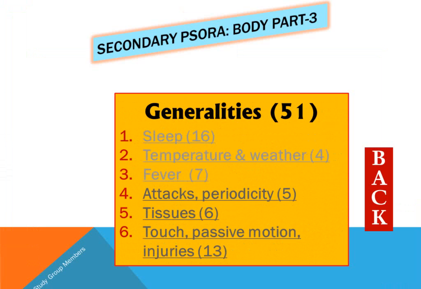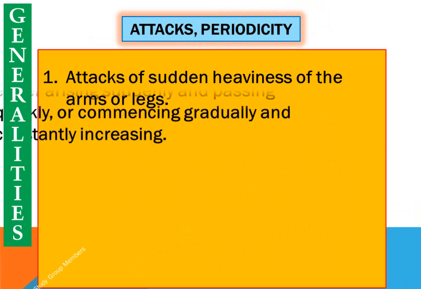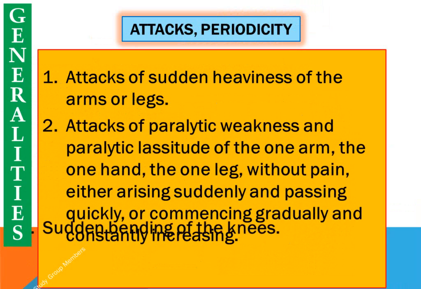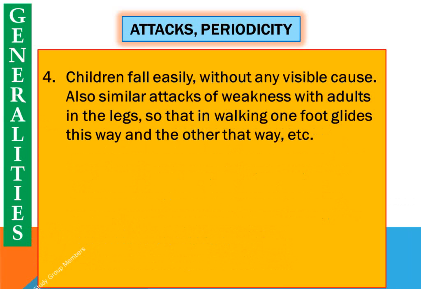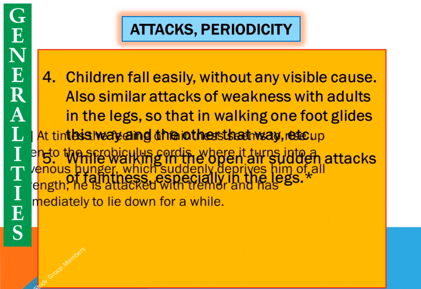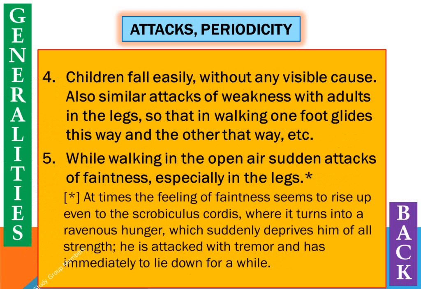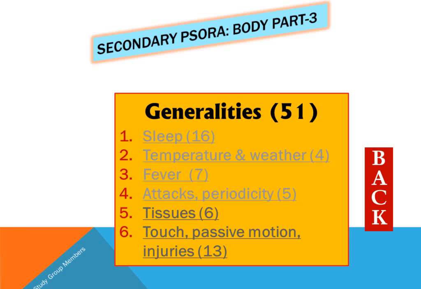Then attacks and periodicity, attacks of sudden heaviness in arms and legs, attacks of paralytic weakness, sudden bending of the knees. Then children fall easily without any visible cause, that is weakness in them. While walking in the open air, sudden attacks of faintness. At times the feeling of faintness seems to rise up even to scorbiculus cordis, that is the epigastric region, where it turns into ravenous hunger. With psoric symptoms, this ravenous hunger is associated.